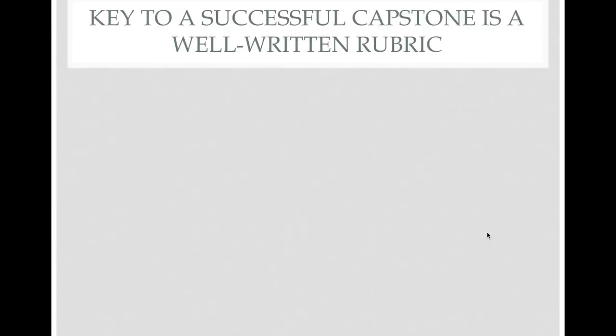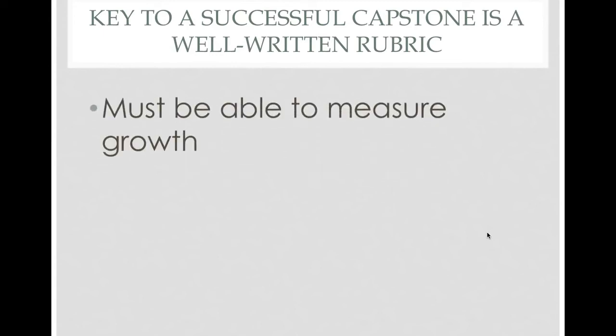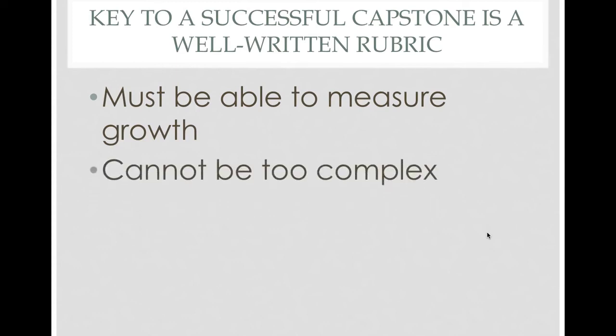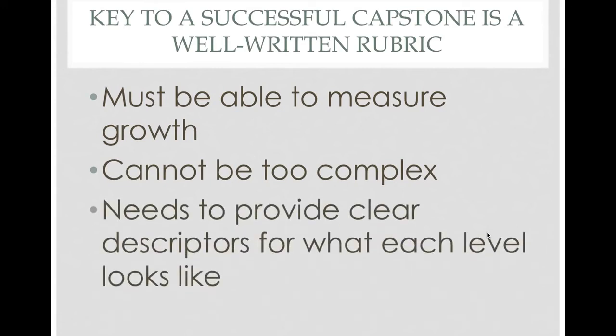The keys to a really successful capstone is how do you evaluate, how do you measure its success? Well, it has to be a well-written rubric. And this has to be able to measure the growth of students through objective measurement. It can't be too complex because students need to be able to read it. You need to be able to read it as you're using it. And it needs to provide clear descriptors so students can see what it looks like, because this is the blueprint of what they're going to be doing.